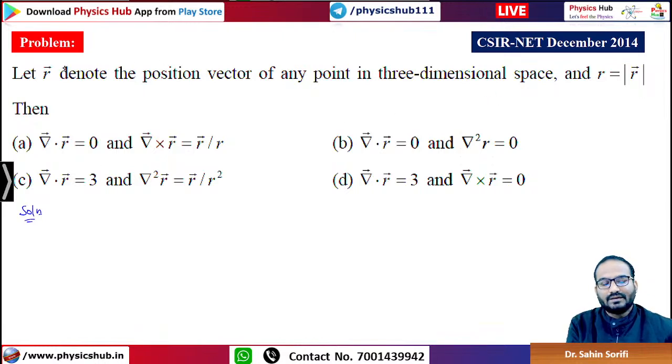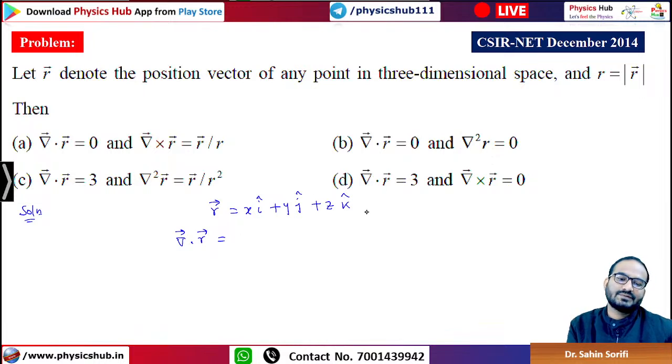So you are given the R vector, which is the position vector. We can write it as x i cap plus y j cap plus z k cap. If you evaluate the divergence of this vector R, then this is del x of this function, so that is 1. It is like del x by del x plus del y by del y plus del z by del z. So this is nothing but 3.